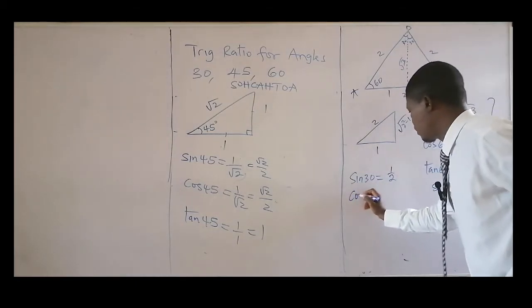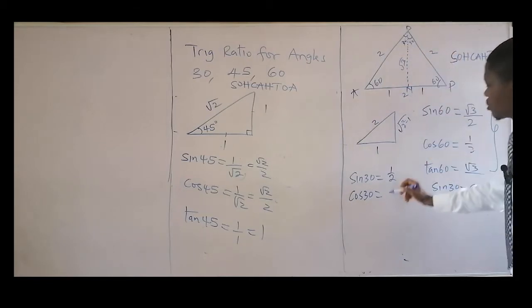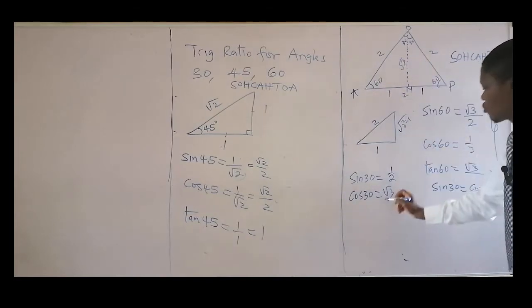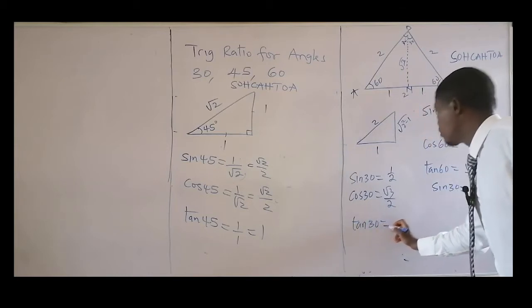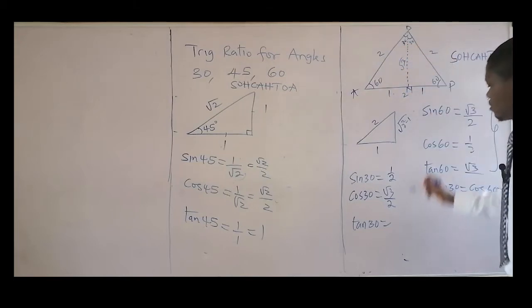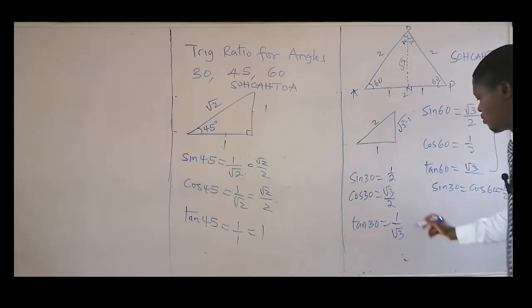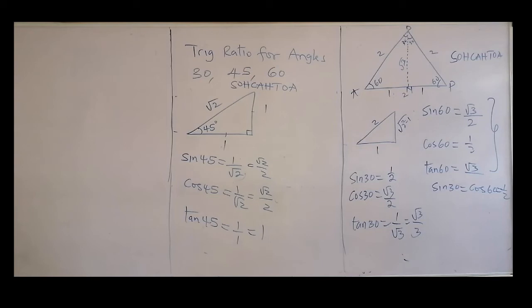What again? Cos 30. Cos 30 will be adjacent over hypotenuse, root 3 over 2. And then tan 30 will be opposite over adjacent, 1 over root 3. And then you can rationalize this one, and that's root 3 over 3. So that's that on this aspect.